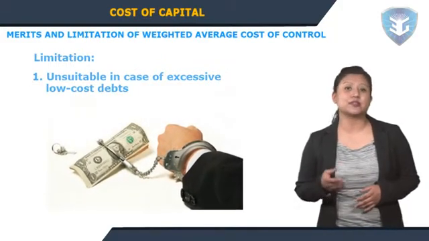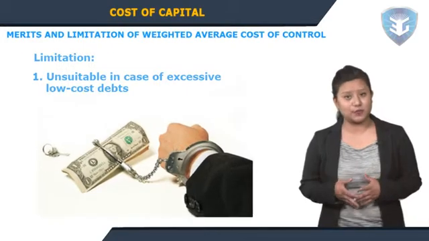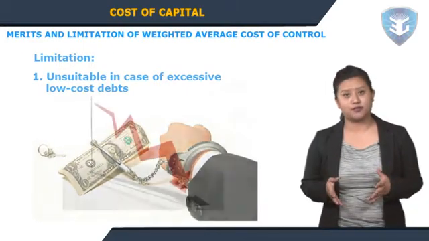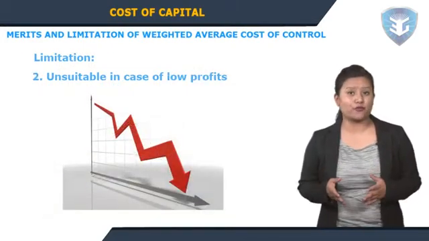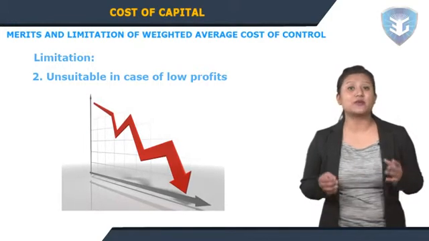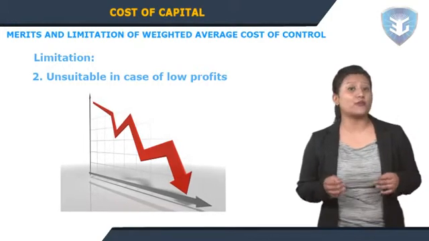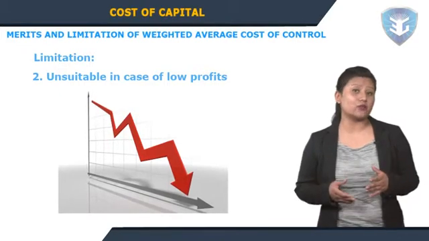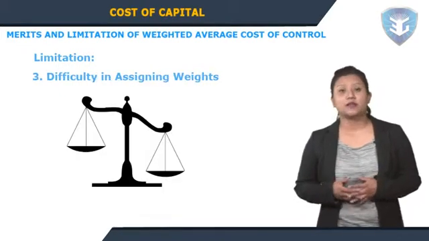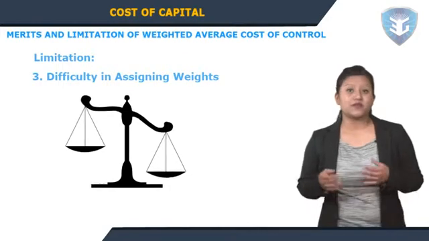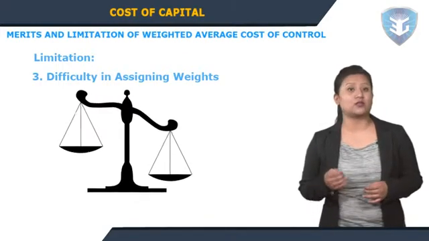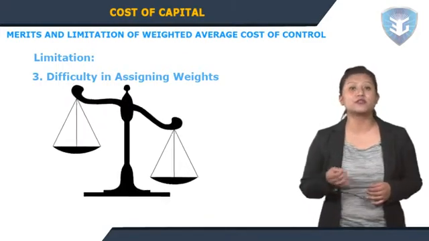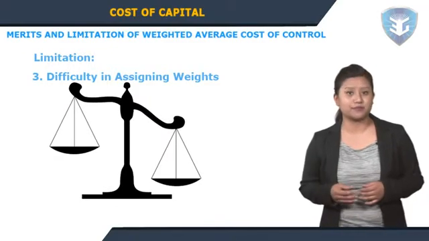Short-term loans can represent an important source of funds for a firm experiencing financial difficulties. Unsuitable in case of low profits: if a firm is experiencing a period of low profits, not earning profit as compared to other firms in the industry, WACC will be inaccurate and of limited value. The difficulty in assigning weights: the main difficulty in calculating the WACC is to assign weights to different components of the capital structure.